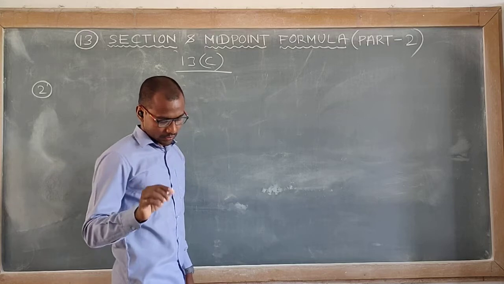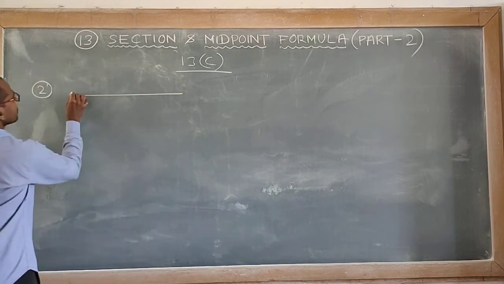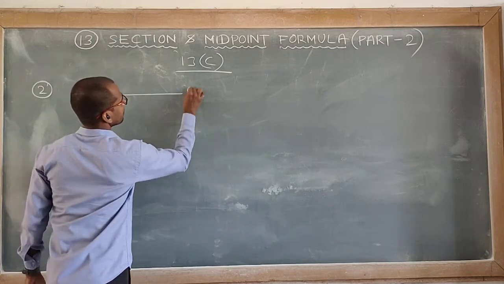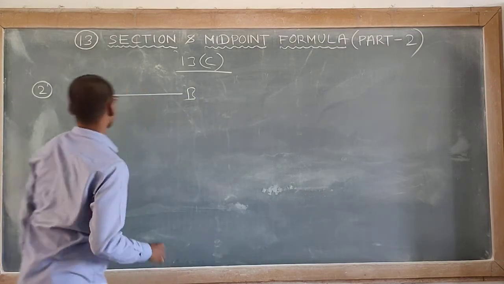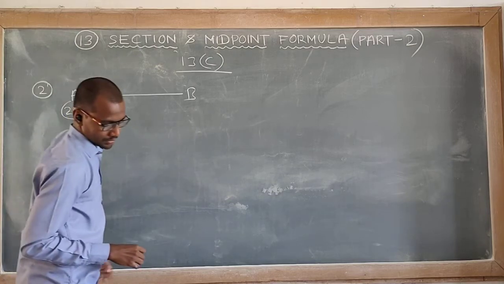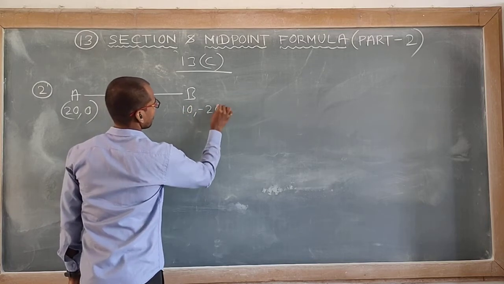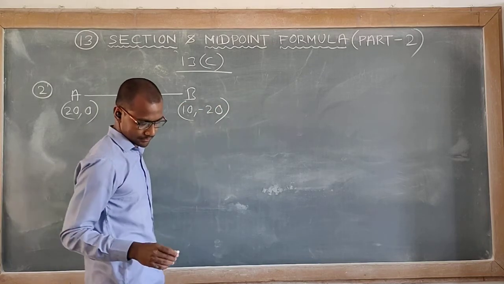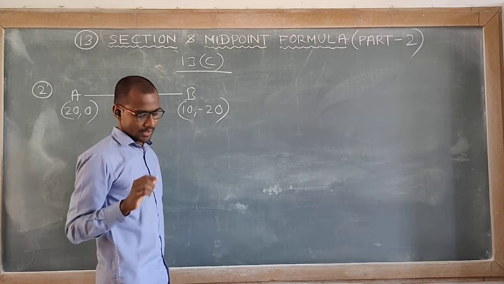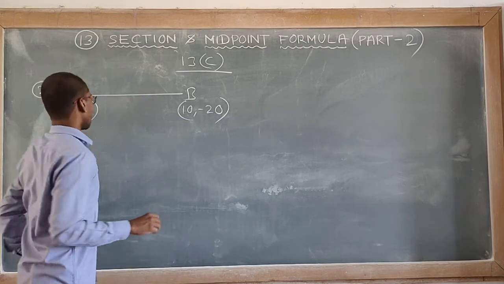A and B are two fixed points. A (20, 0) and B (10, -20) are two fixed points. Find the coordinates of point P in AB such that 3PB is equal to AB.